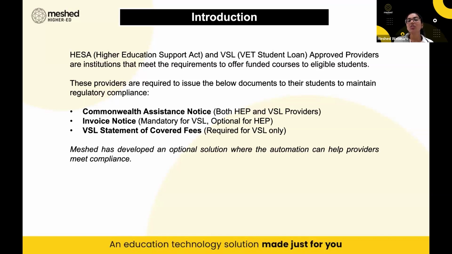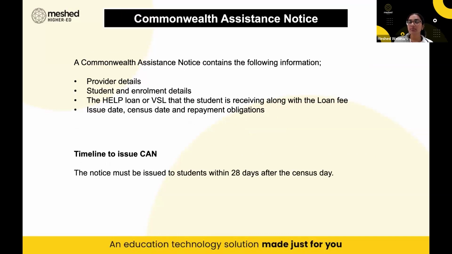Both these types of providers are also required to issue these documents that we are talking about in this presentation to their students in a timely manner to ensure that they are meeting the compliance requirements. The very first document, as we have just mentioned, is the Commonwealth Assistance Notice, which is applicable for both higher education providers and VSL providers. Then we have the invoice notice, which is mandatory for VSL but is optional for higher education providers. And finally, the statement of covered fees, which is only required for VSL. So let's look at these documents in a bit more detail before we explain the optional solution further.